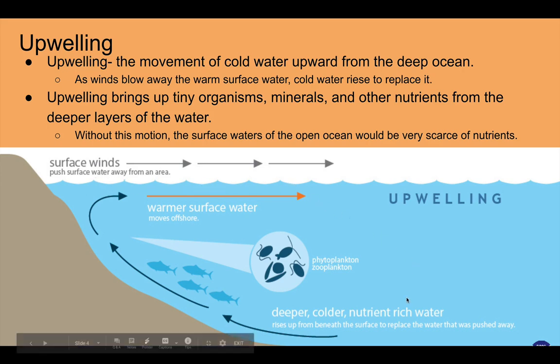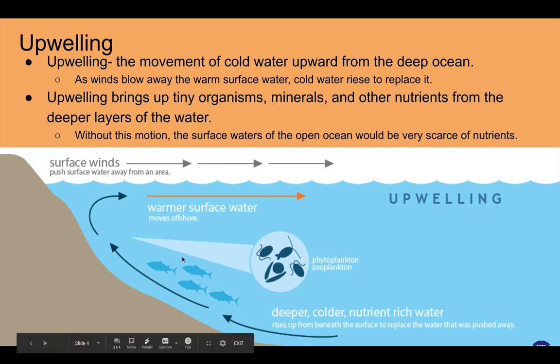And so, as this happens, we see that this motion is going to bring up tiny organisms, minerals, and other types of nutrients from the deep layers of the ocean. And without this motion, the surface water of the ocean would be very scarce of nutrients. So this mixes it up and creates a system where organisms, minerals, and nutrients are circulated throughout the entire ocean.